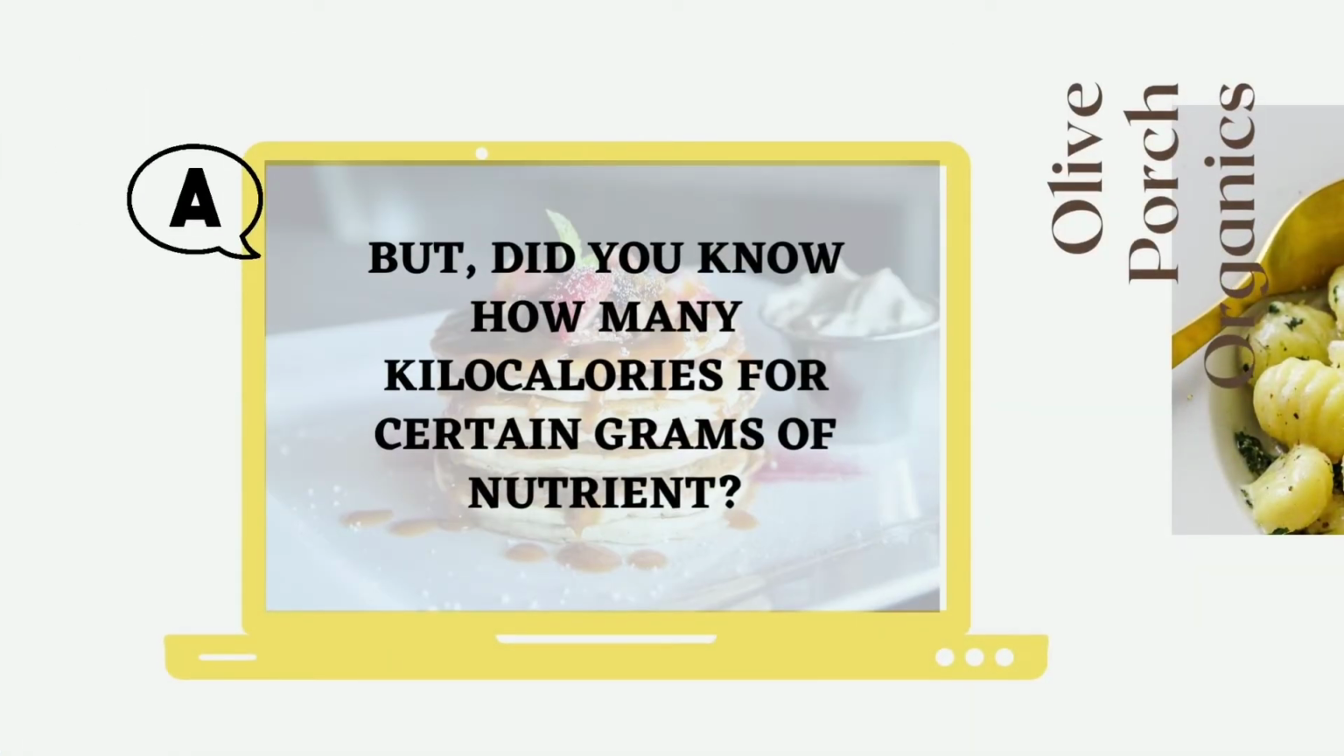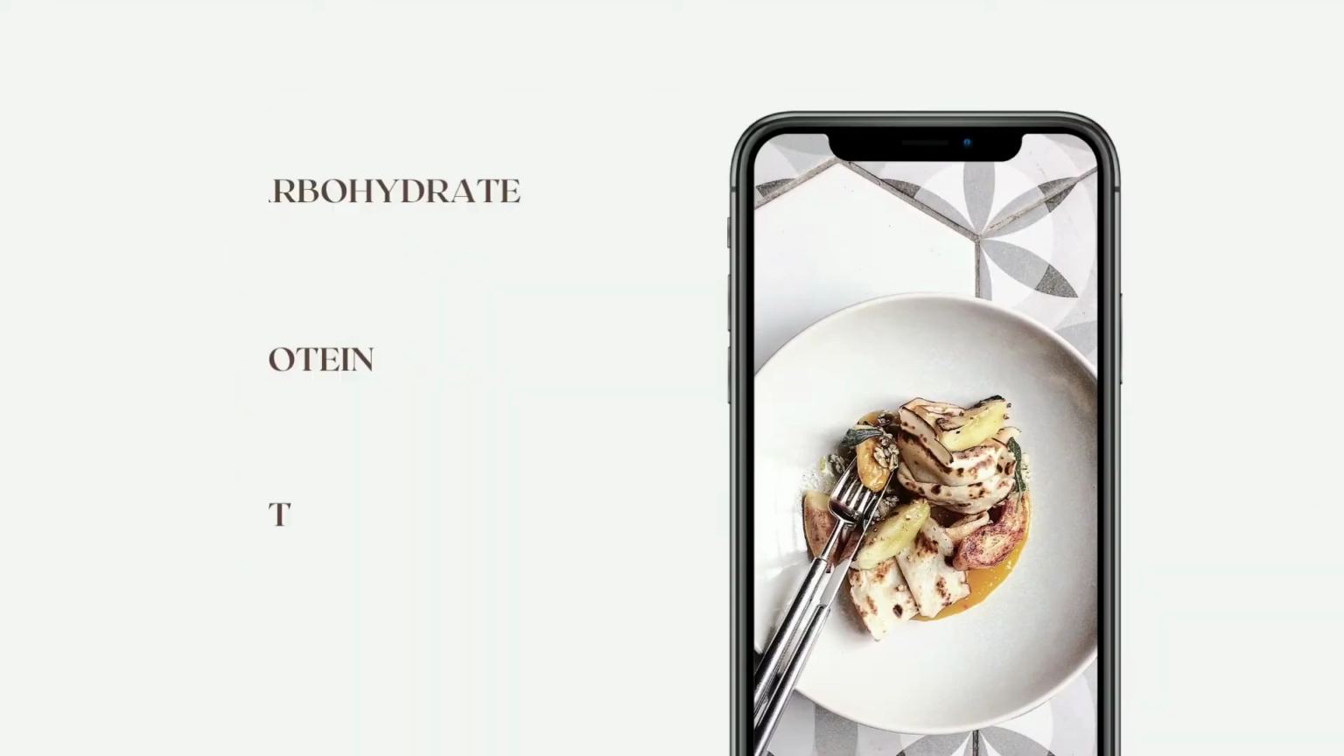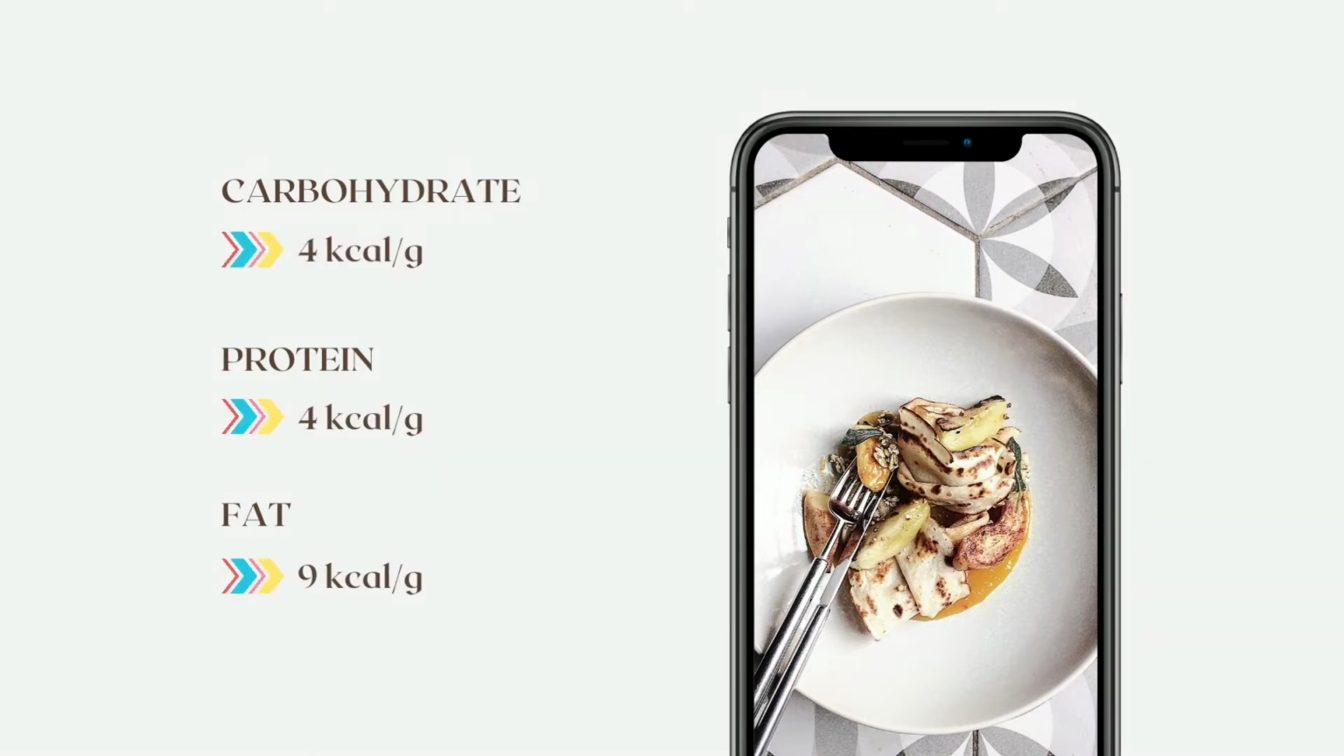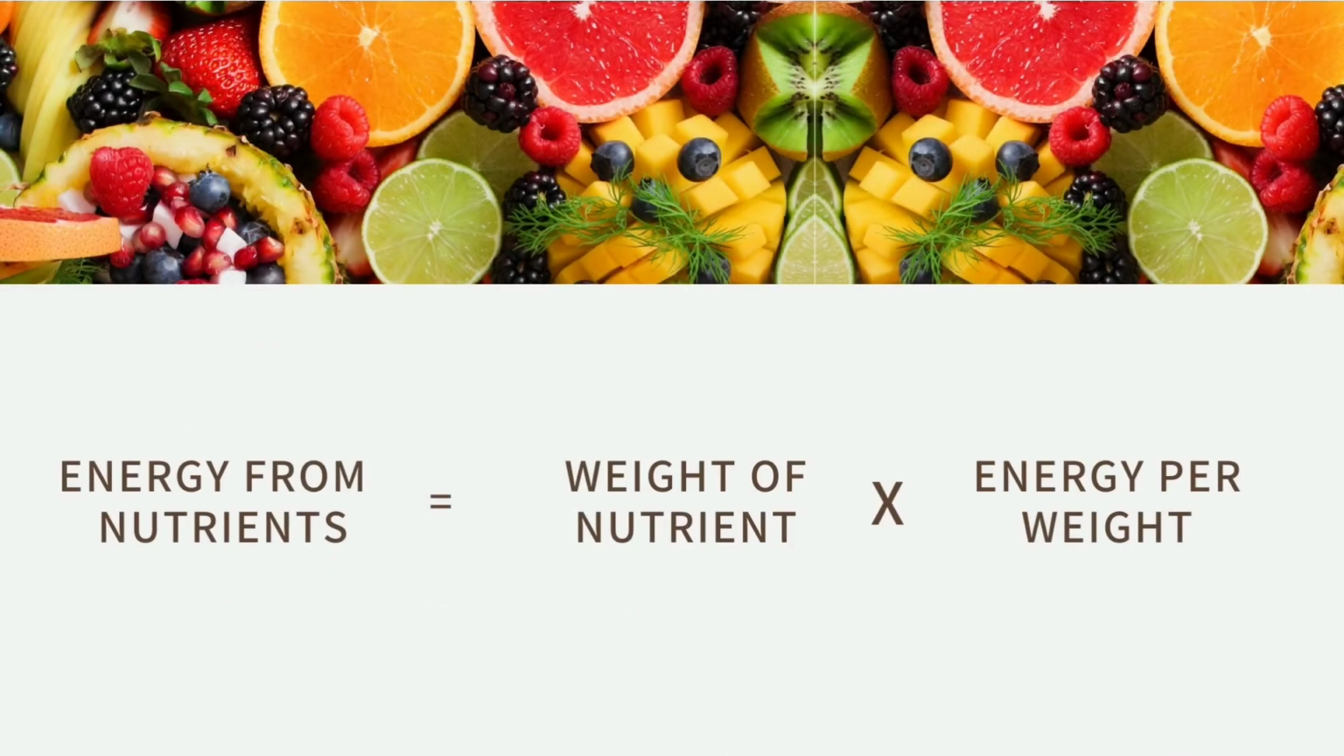But did you know how many kilocalories for certain grams of nutrients? The value of kilocalories per gram for micronutrients such as carbohydrate, protein and fat have been standardized. The value of kilocalories for carbohydrate is 4 kilocalories per gram, for protein is 4 kilocalories per gram, and for fat is 9 kilocalories per gram. The total energy obtained from certain nutrients can be calculated using the formula as stated. The energy from nutrients is equal to the product of weight of nutrients and energy per weight.